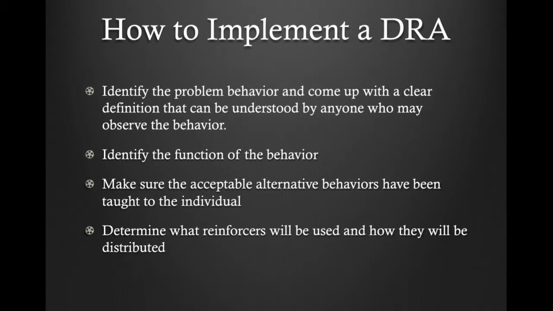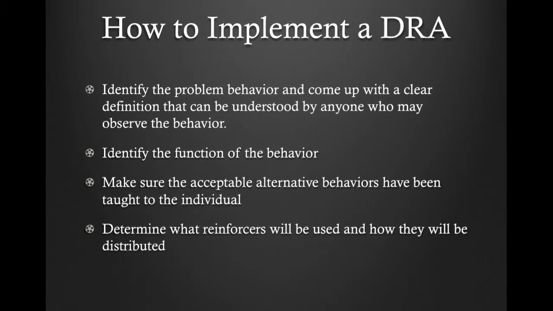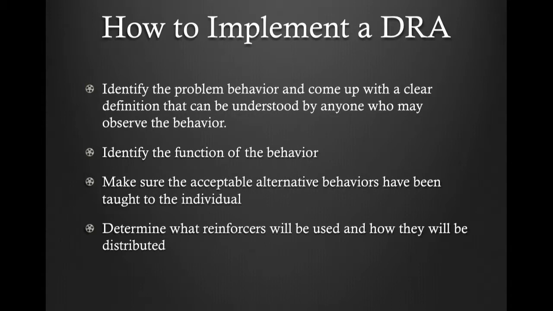Fourth, you need to come up with a list of reinforcers and a plan for distributing them to the individual. These should be specific to the individual and their needs and interests. Some examples are social praise, small treats, extra time doing a preferred activity, or tokens that can be exchanged for a larger reward.